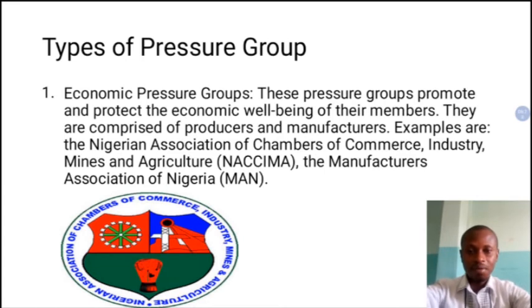We have NASIMA. NASIMA is Nigerian Association of Chambers of Commerce, Industry, Mines, and Agriculture. So those who are into agriculture, they are producing. Those who are into mines or into industry, commerce, they belong to this association. And they use this association to influence government policy, government legislation, government decisions to their own favor.